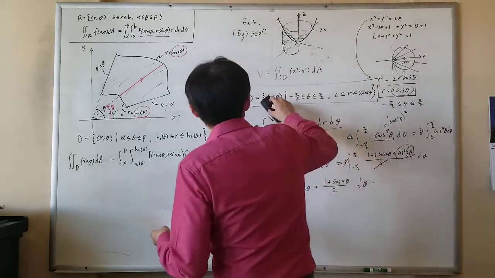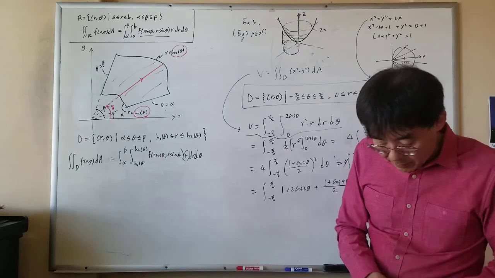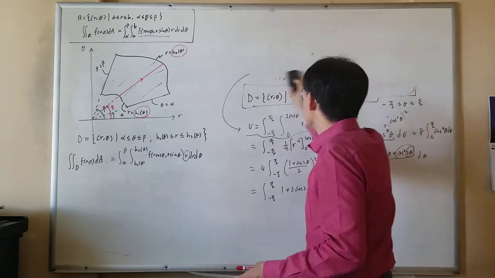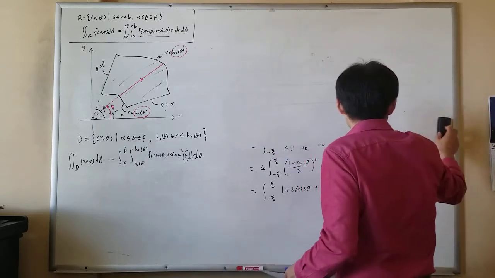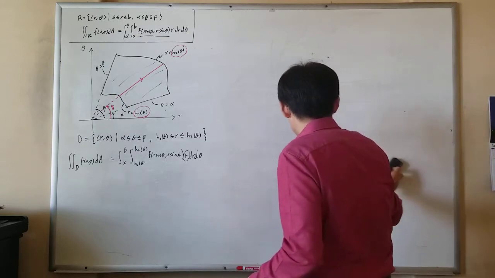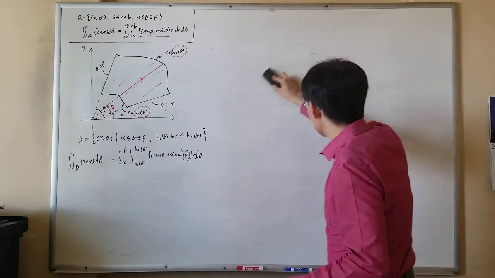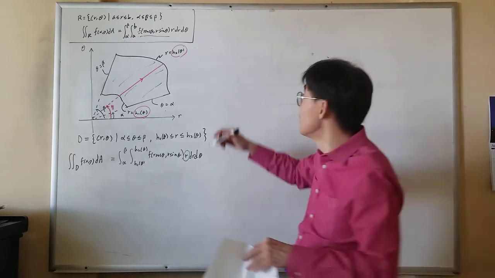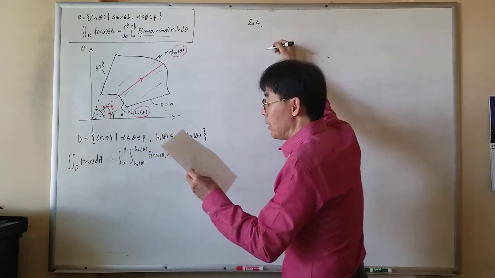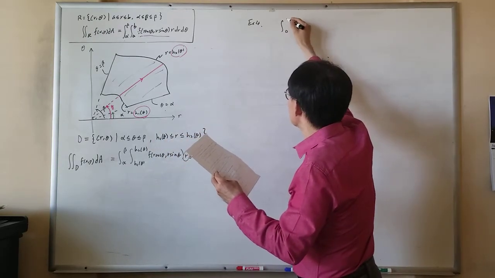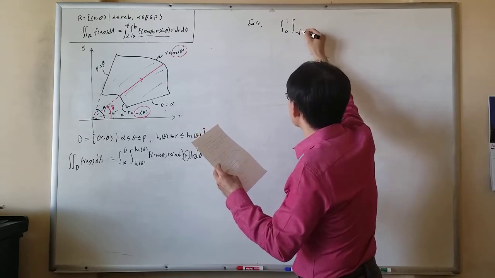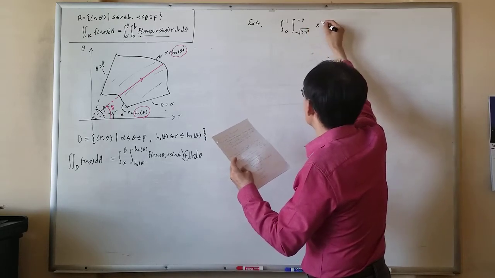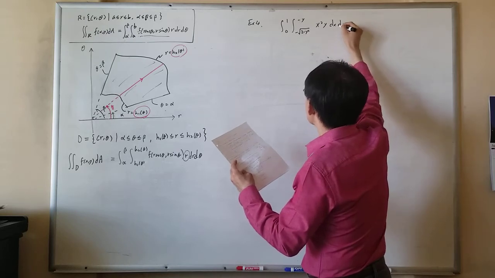The last example is example 4. Evaluate the iterated integral from 0 to 1, from minus square root of 2 minus y squared to the square root of 2 minus y squared, of x squared y dx dy.